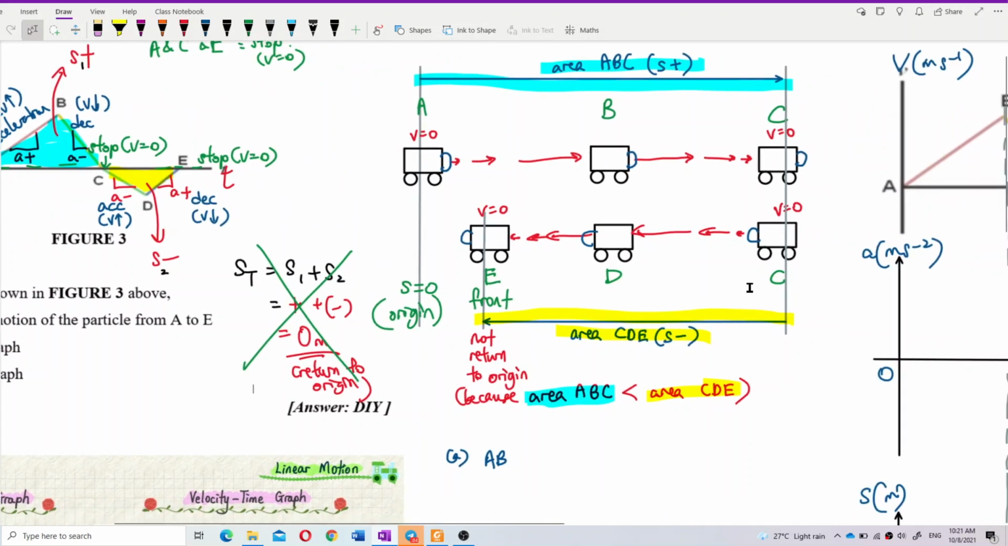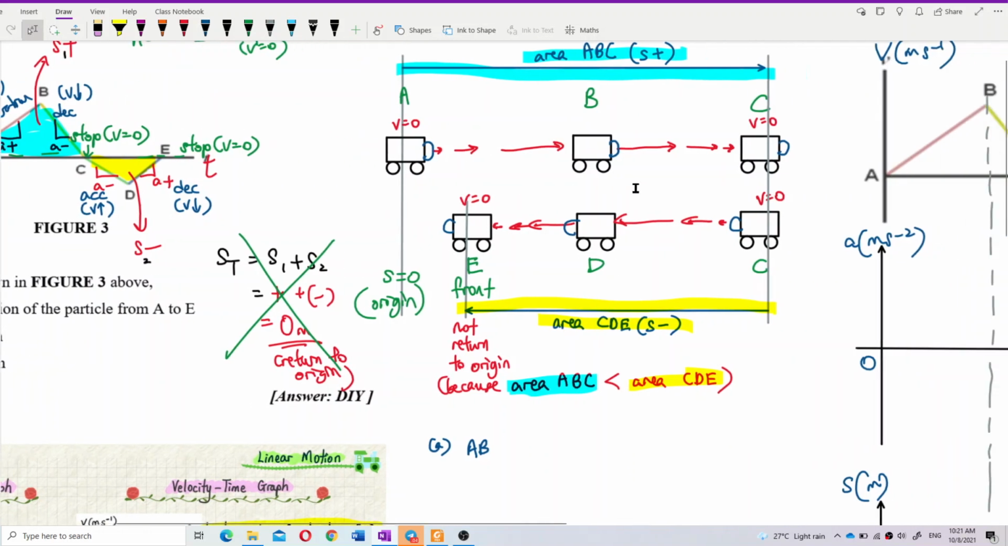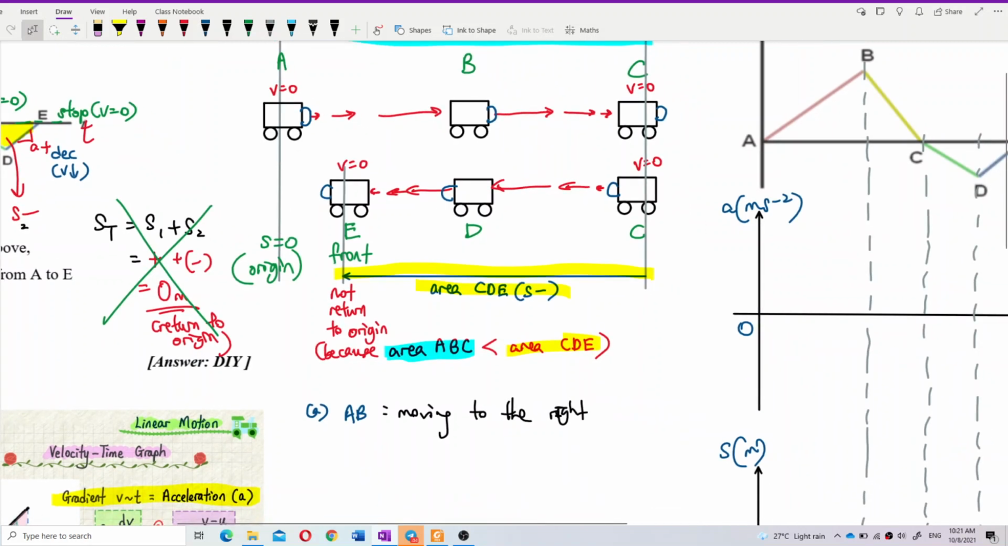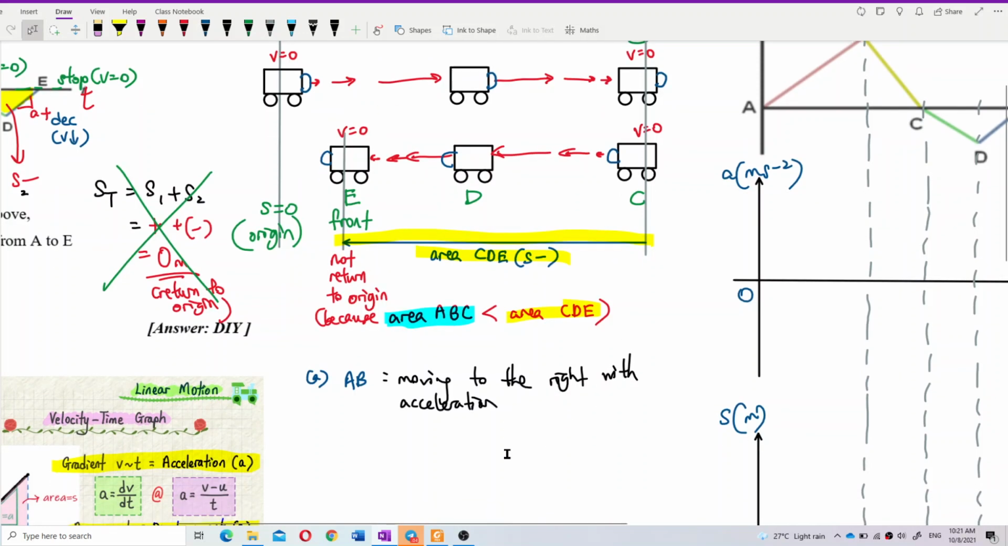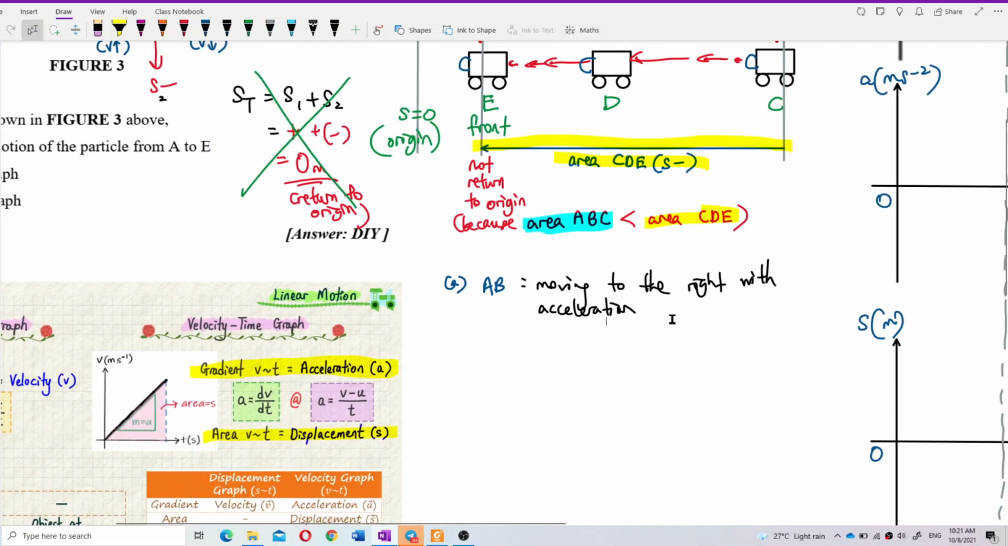Okay, that's enough. So I hope that you can answer: describe the motion from A to E in words. You should say it like this. A to B means what? You should say the direction: moving to the right with acceleration.